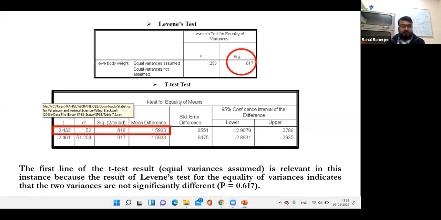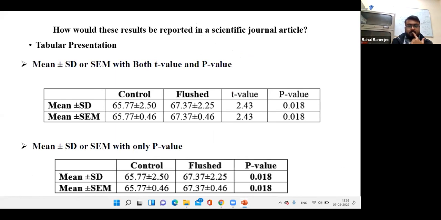Now you see the first line of the t test. This has been done using software. The first line of the t test, which shows equal variance assumed, is relevant, and you see that the 2 variances are not significantly different in this case, along with the degrees of freedom. So what you need to do is check the p value. If the p value is less than 0.05, then you can say that your test is significant. If it is not less than 0.05, it means that it is not significant.